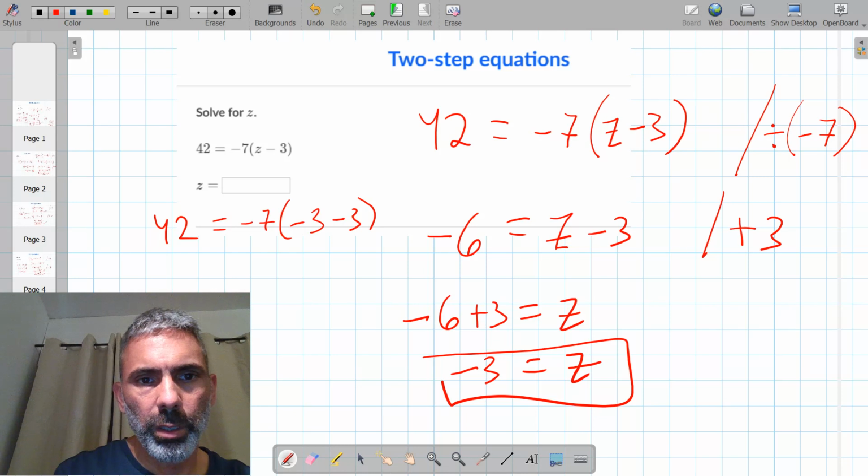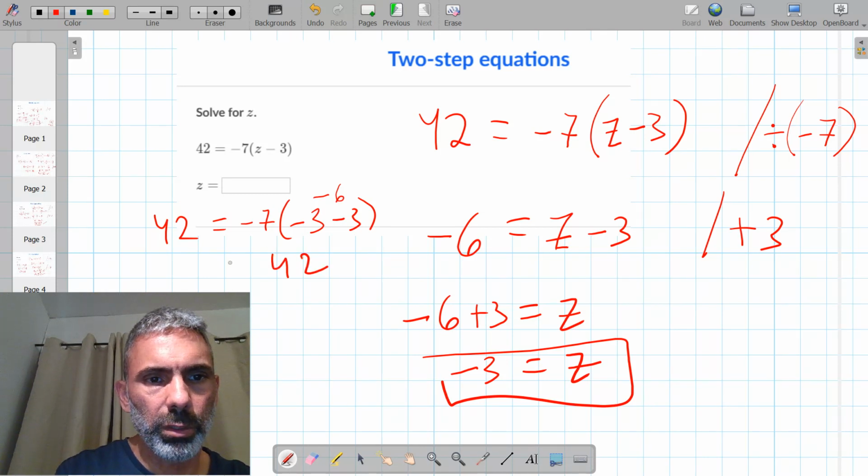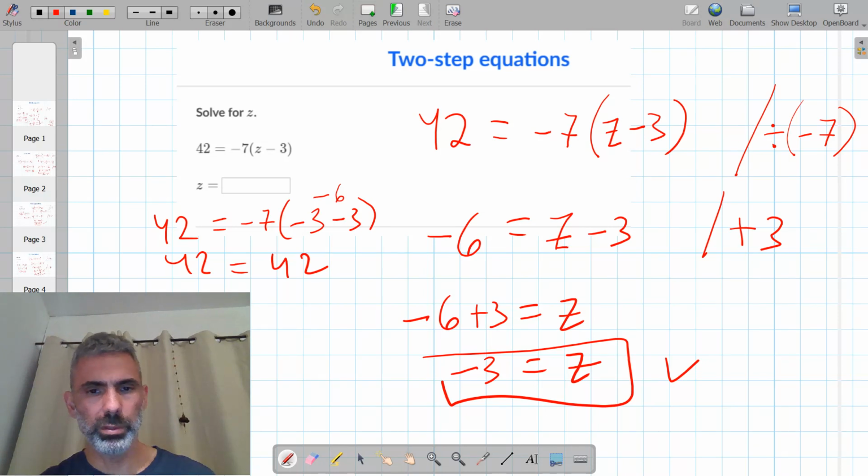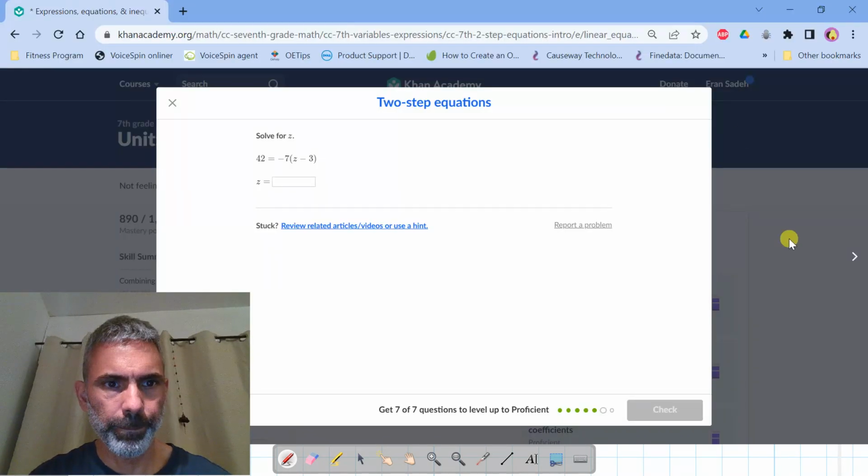Okay, so within the parentheses we have minus 6. Minus 7 times minus 6. Negative times negative is positive. 7 times 6 is 42. So we have 42 equals 42, which means that this is correct. Z equals minus 3.